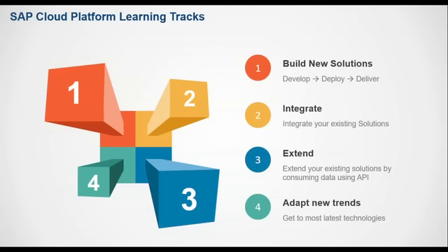Track number two is so-called integrate. Integrate means you want to connect your multiple cloud solutions together. Earlier in SAP NetWeaver, we used to have a concept called PI. If you have heard about PI, PI stands for process integration. So if you want to integrate your different cloud solutions or on-premise and cloud integrations, then SAP Cloud Platform also is the central strategic alliance which allows you to integrate multiple solutions. It can be on-premise to cloud or cloud to cloud.